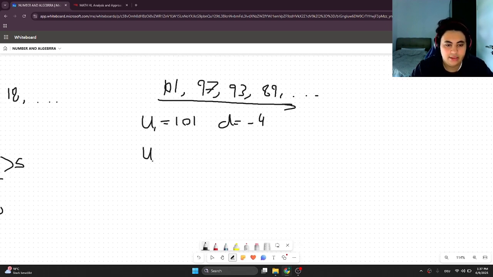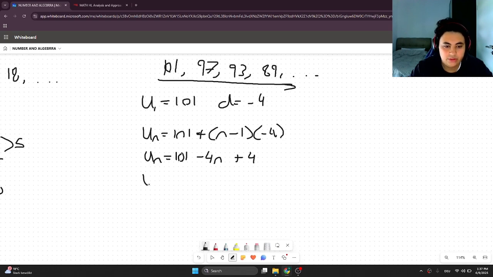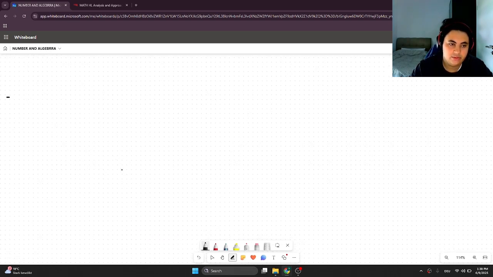So to build the nth term, we say 101 plus (n minus 1) times d, which is -4. So we're going to have 101 minus 4n plus 4, right? So -4 times -1 is plus 4. So un is equal to 105 minus 4n. That is correct. Okay, let's go to the next one.